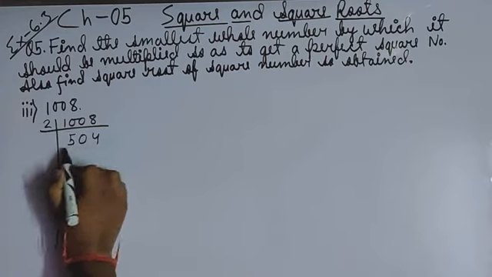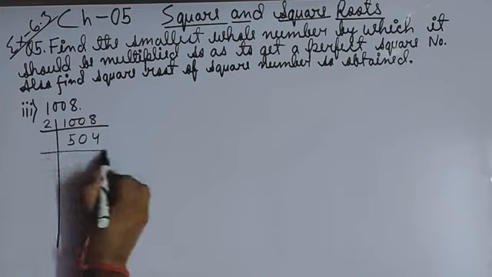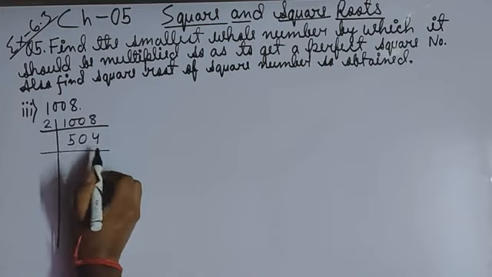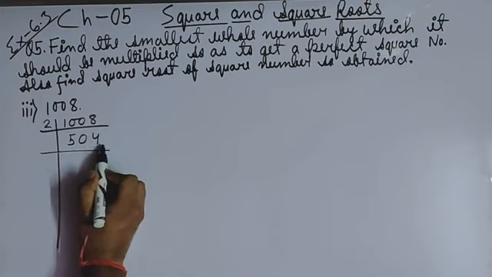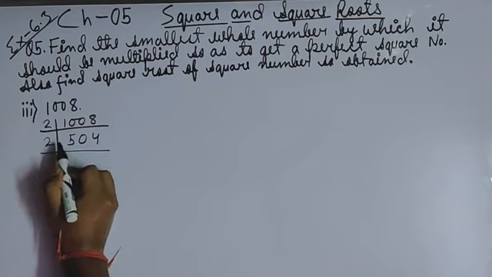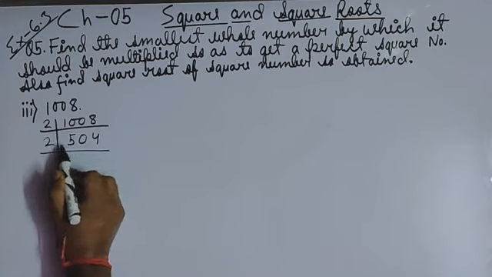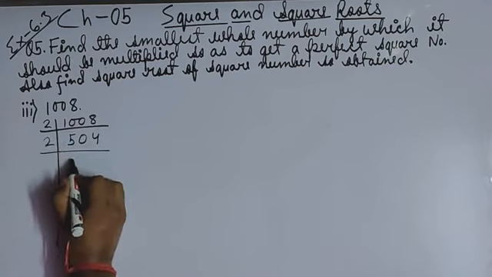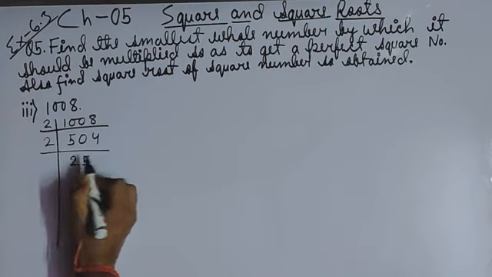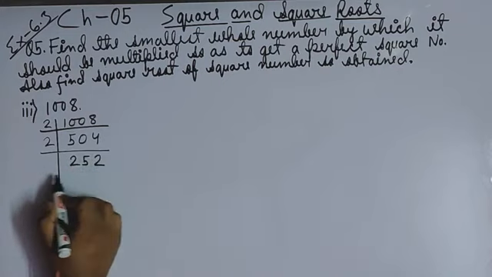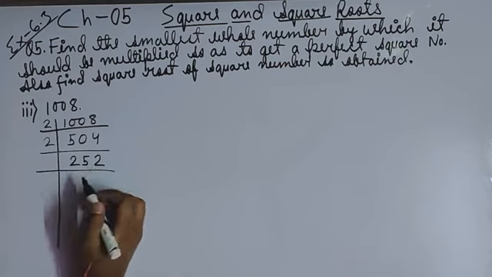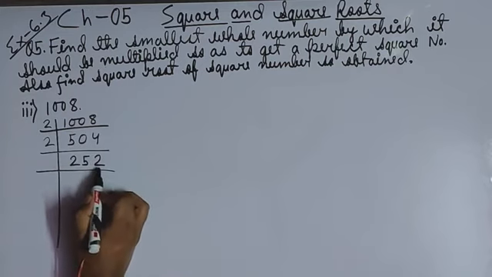Again we are dividing this number 504 by 2. Why? Because it contains 4 at the last, hence it will be divisible by 2 also. When we are dividing this 504 by 2, the quotient is coming 252. कितना आ रहा है बेटा? 252 is coming. Again this 252 will be divisible by what? 2 से divide हो जाएगा, because it contains 2 at the end.